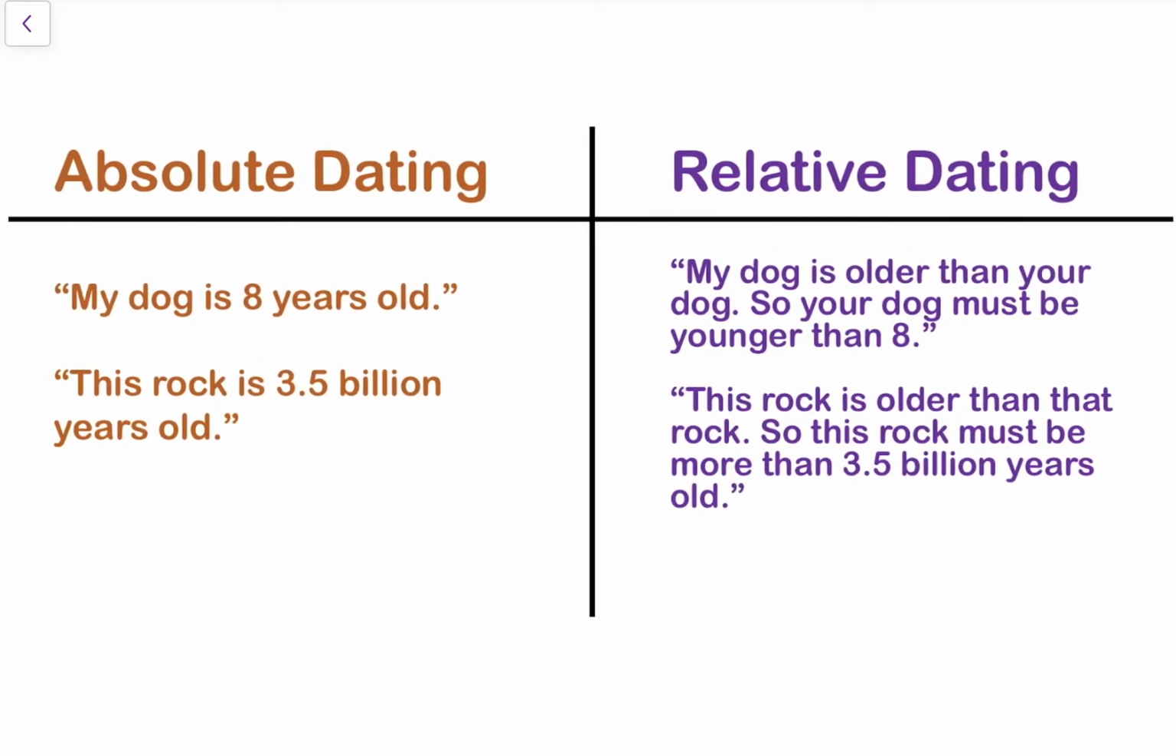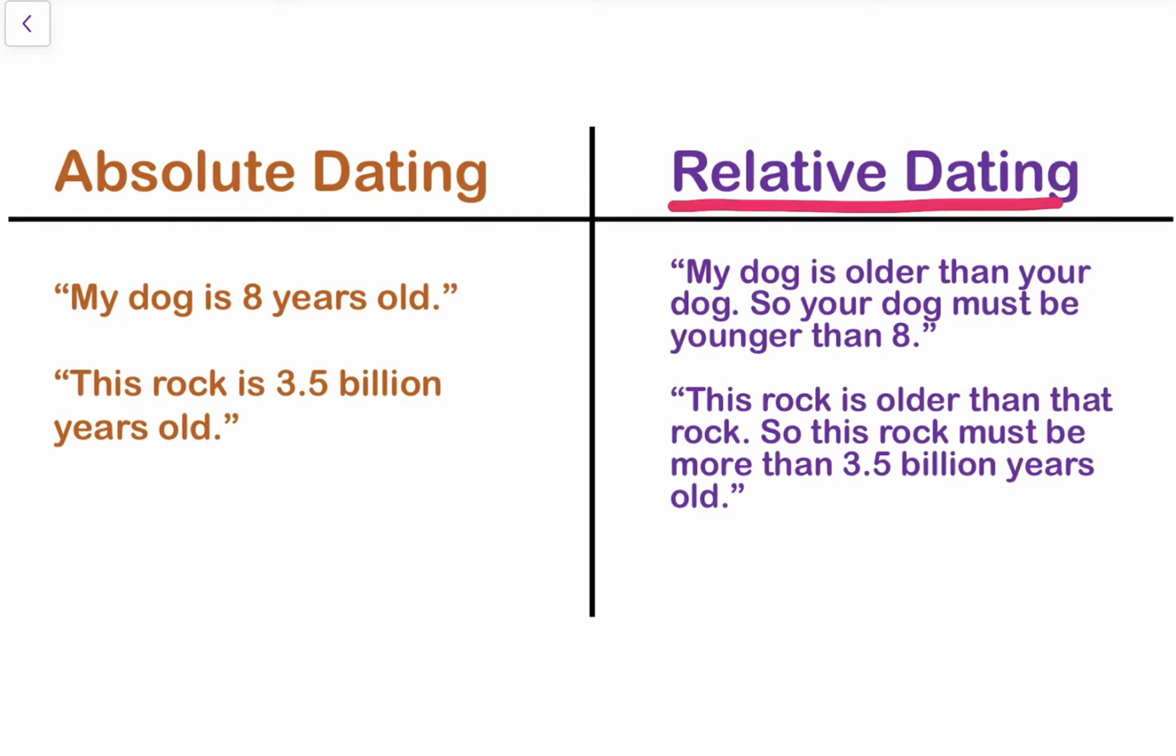Let's compare these two forms of figuring out how old a rock is. Absolute dating was the first thing we learned about, and that would be like saying, my dog is 8 years old. Or, this rock is 3.5 billion years old. You're giving a specific number. You know exactly how old that rock is.